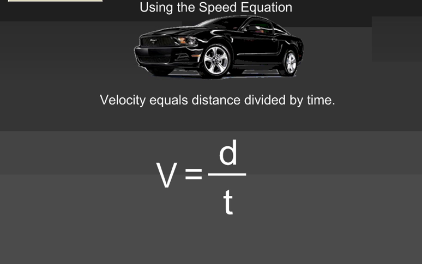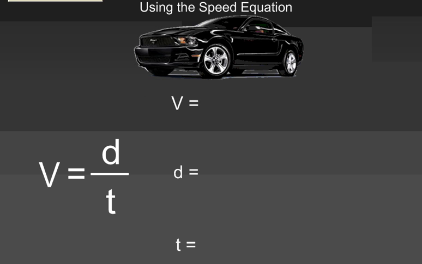All right, this video is going to help us in using the speed equation. In this case, as far as our equation is concerned, speed and velocity are going to be the same. Now, they have some differences, but when we're calculating both of them, we can use the same equation, v equals d over t. Velocity equals distance divided by time. Let's look at those variables a little bit closer.